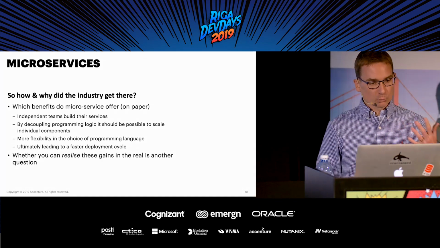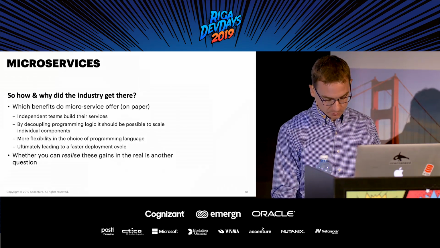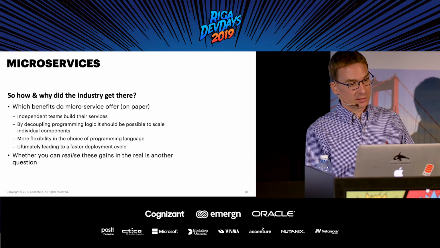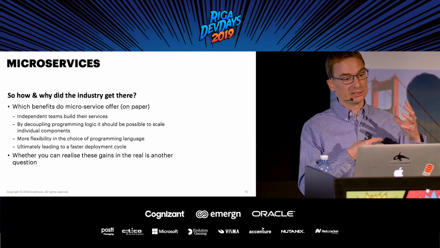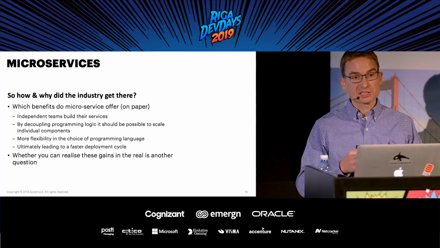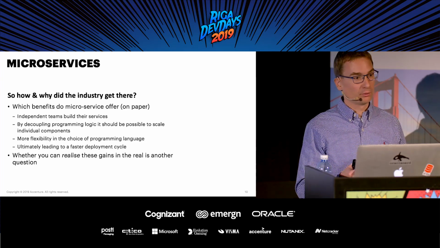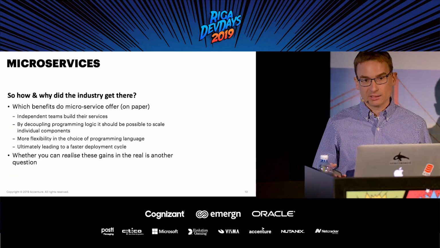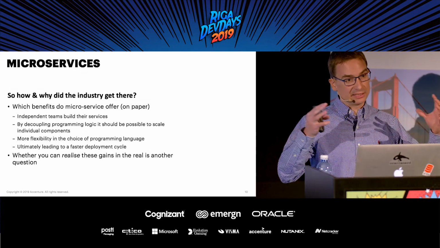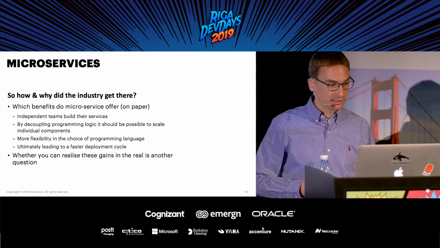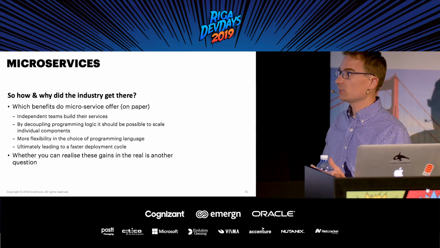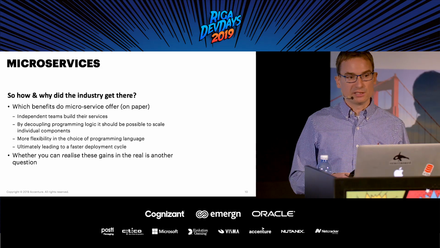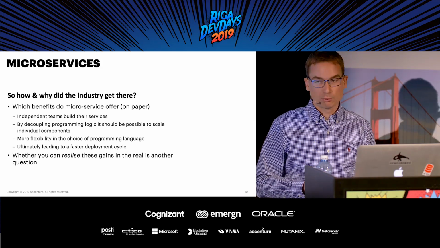Okay, what's the benefit then of such an approach? So first of all, you can have independent teams now building their own services. By decoupling them, you can scale them independently. So if one component has a demand for more resources, you can scale it up. So no need to scale everything up. You just scale the piece up that you need. So that gives you flexibility. It also gives you flexibility in the choice of programming language. And ultimately, that should lead to faster deployment cycles.